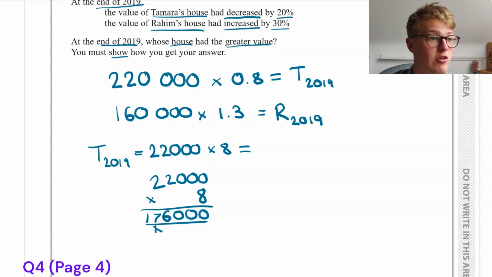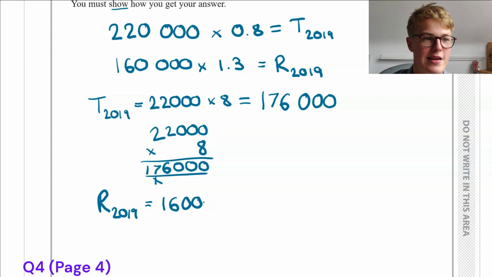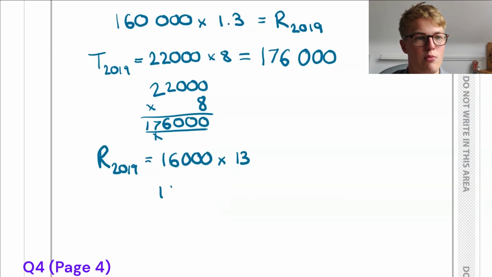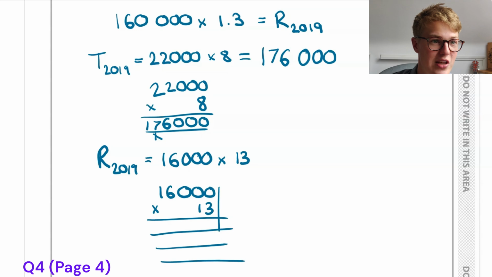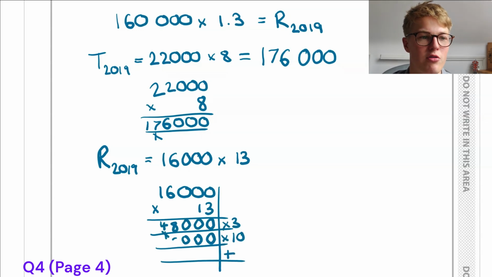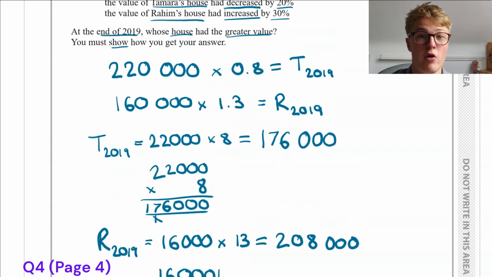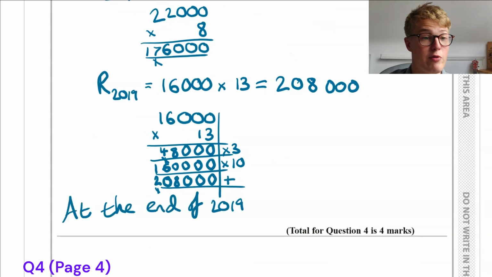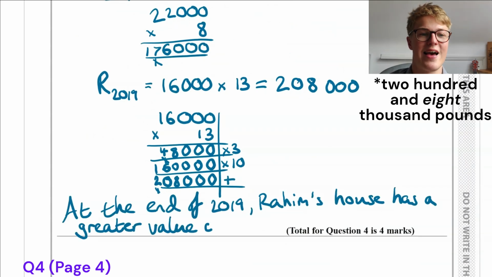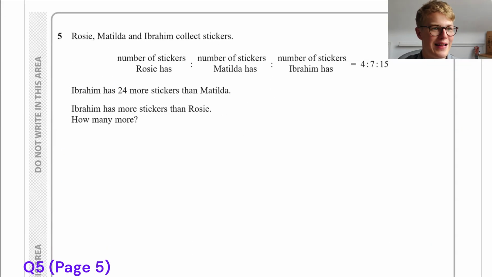So we do 22,000 times 8 and we get 176,000. Then we need to find Raheem's house in 2019, so you can think of 160,000 times 1.3 as 16,000 times 13. So then do long multiplication for this, and we end up with 280,000, because we do 3 times 16,000 and we get 48,000. We then do 10 times 16,000, which is 160,000, and then we add them together and then we get 208,000. So at the end of 2019, Raheem's house has a greater value of £280,000 than Tamara's house, which is £176,000.